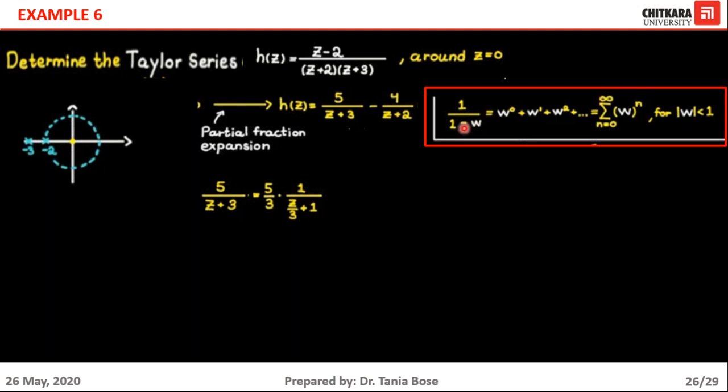Now, to apply this, after 1, I should have a negative sign. So I have to rearrange the terms. I have to write it as 1 plus z by 3. And then how will I convert this plus? I can incorporate two negative signs. So I'm writing it as 1 minus minus z by 3, right?